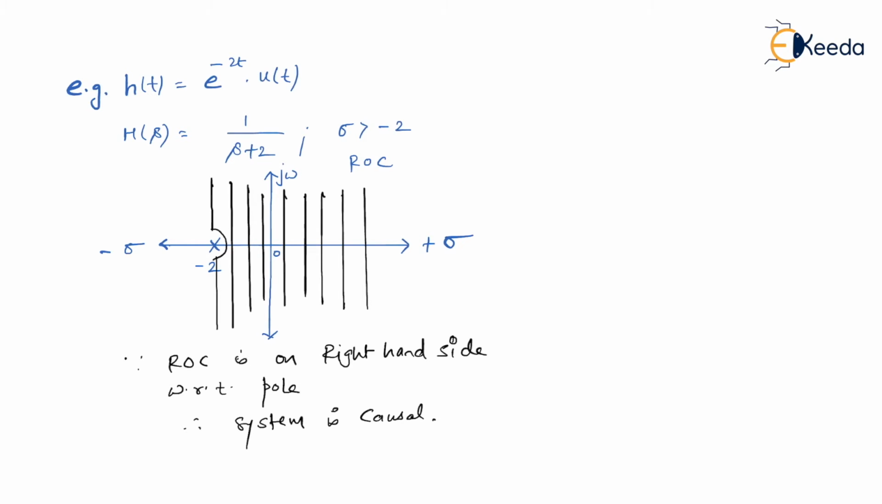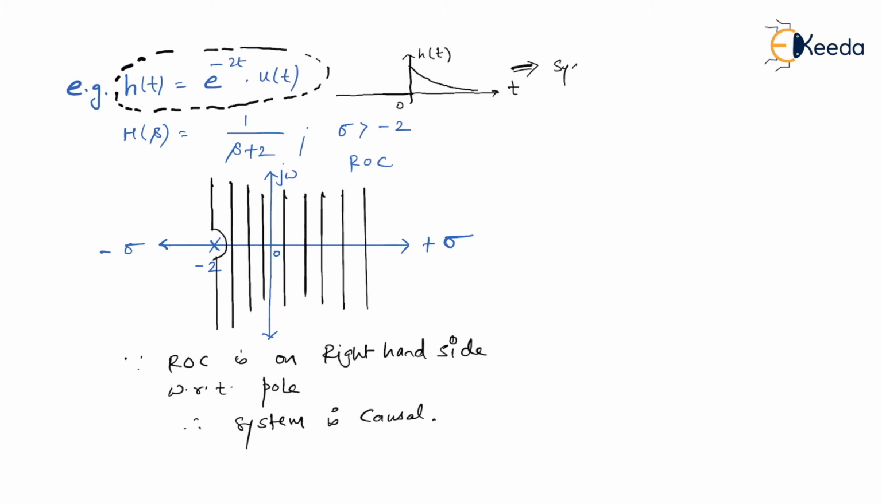And even by observation, look at h of t. h of t is e to the power minus 2t u of t, and if you draw its response with respect to time, then it would be a negative exponential curve present only at the right hand side. Am I right? So this is the impulse response I have plotted with respect to time. As you can see, it is absolutely 0 for t less than 0, and definitely such an impulse response belongs to a system which is causal in nature. I hope the point is clear.